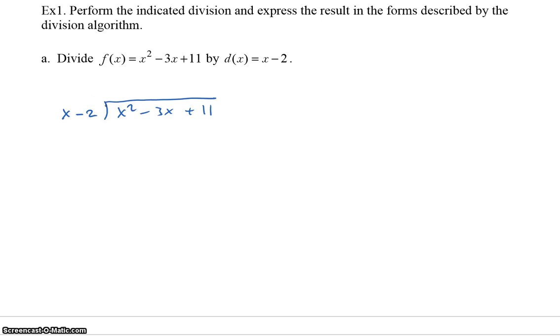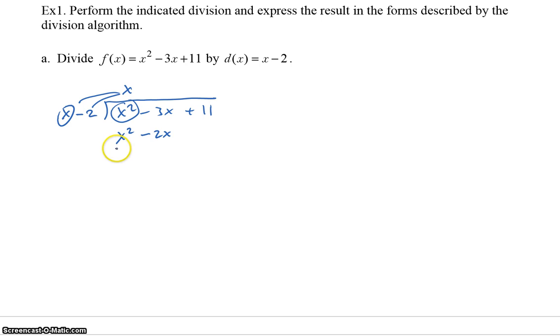Now, what determines what we put in the quotient? The idea is we want to multiply x here by something that will give us the first term here. And that's what we put in the quotient, and that would have to be x. X times x is x squared. Then the x also multiplies the negative 2. So it multiplies the x and it multiplies the negative 2. So that goes below the minus 3x.